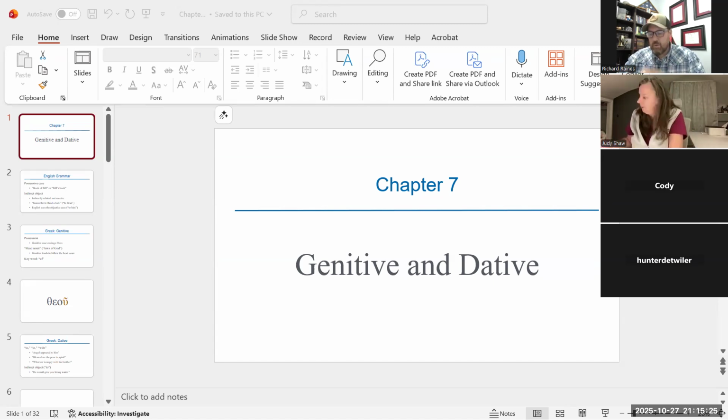So the way that you're going to remember how to translate the genitive case and the dative case, I'm going to tell you the easy part up front: genitive is the case for possession. So when you translate a genitive case in Greek, you're going to use the word of. Just for instance, I'm going to show you this, and we're going to come back to this.